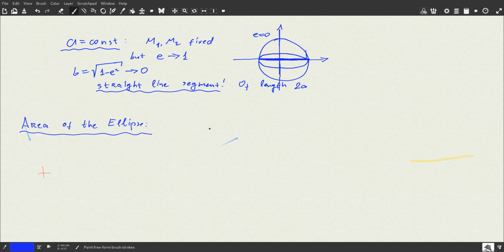For the circle, suppose that there is a circle of radius a. The area is obviously pi a squared, or as a hint, it is pi times a times a. Can you guess what would be the area of the ellipse? Pi times a times b. Yes. So for the ellipse, and we'll now see why, S equals pi a times b.